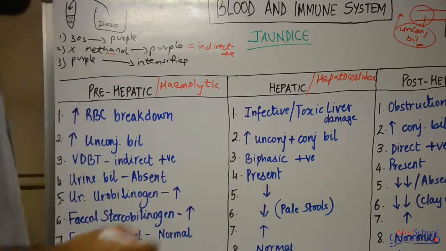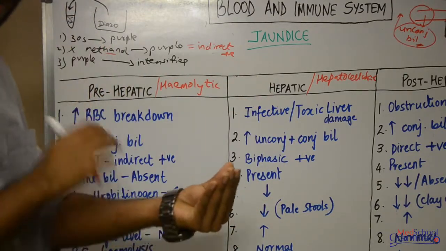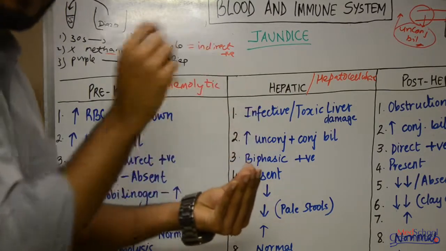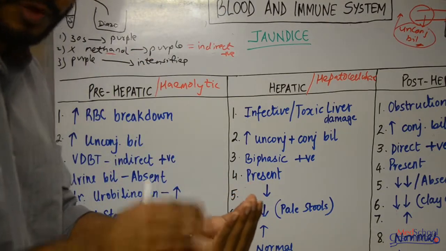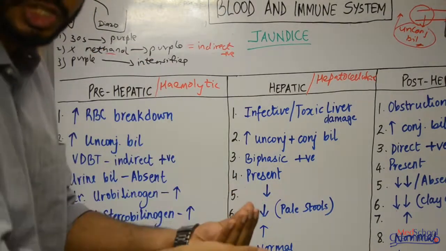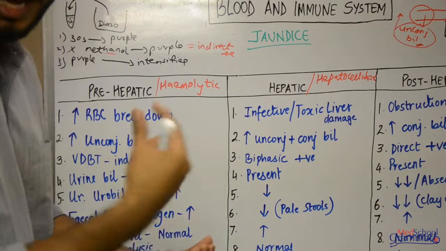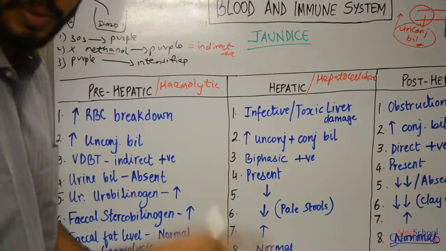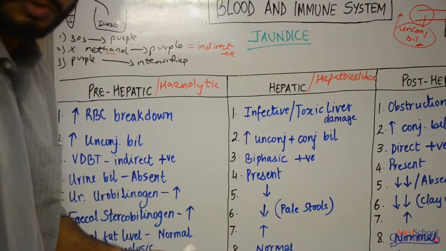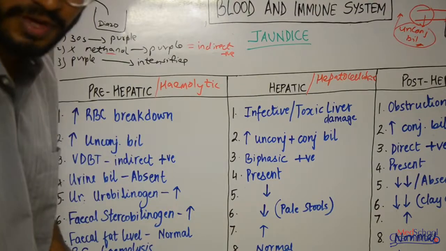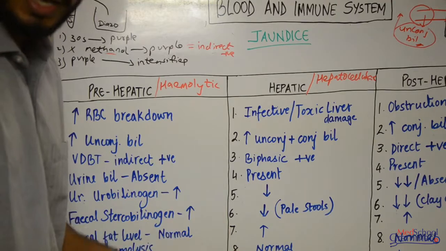Indirect positive. So if we take a serum sample and we add Van den Bergh reagent or the diazo reagent and there is no purple color, and if we add methanol and then there is purple color, we say that this is indirect positive. And this is indirect positive because initially the bilirubin that was present was insoluble. The insoluble bilirubin is unconjugated, and unconjugated bilirubin is seen in prehepatic or hemolytic jaundice. Therefore, we can come to a conclusion that indirect positive test is seen in prehepatic or hemolytic jaundice. Very simple, right?